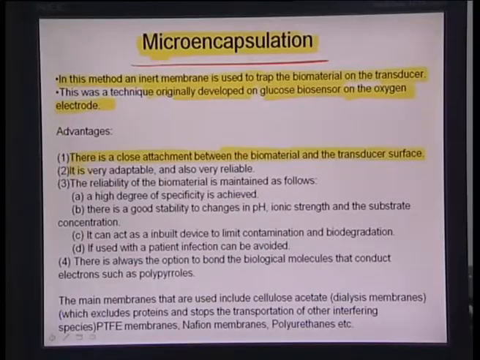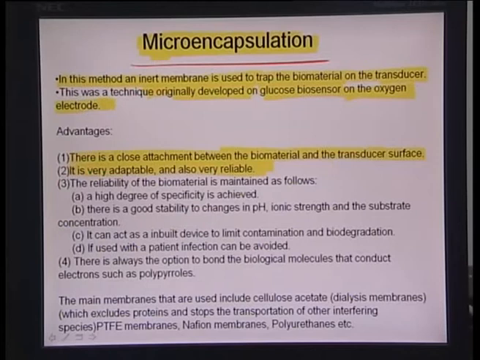This process is also very adaptable and reliable, because typically you do not have to modify the sensor surface. That is an advantage. You are trapping using an external membrane without any modification, chemical or physical, on the sensor surface. The reliability of the biomaterial is maintained, particularly the enzyme or whatever you are immobilizing, because you are not chemically reacting it. You are keeping the biological entity in its original state. Therefore, this almost always results in a high degree of specificity, because you are not chemically modifying the biomaterial that you want to place onto a surface.